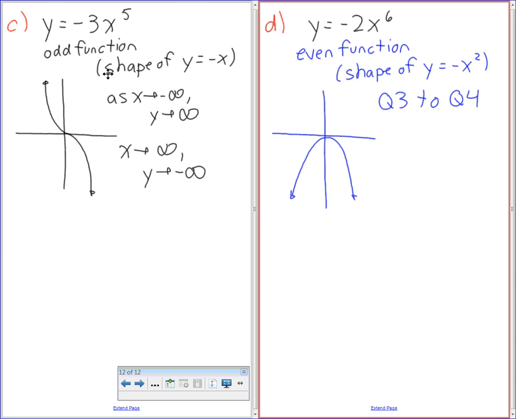When you do these questions, do you have to write the quadrant 3 to quadrant 4? No, I just want to write it on there for now. Oh, and behavior, please. Go ahead, please. Very good.